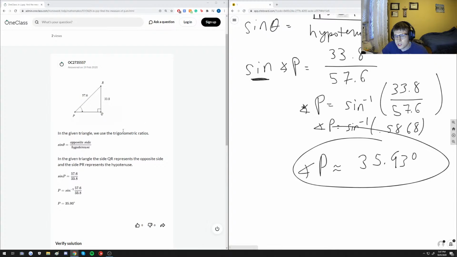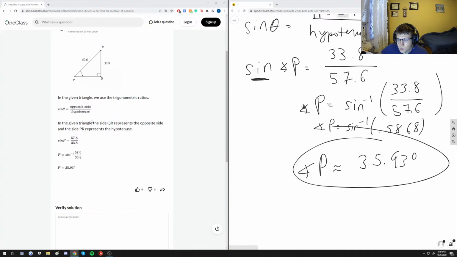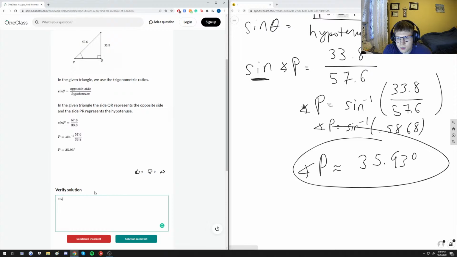So this answer given here was actually correct, but there is a slight mistake here. So I'm going to say the answer is correct, but the fraction inside of the sine inverse is flipped. It should be sine inverse of 33.8 divided by 57.6. Good job anyway. And that is the end of number 3.